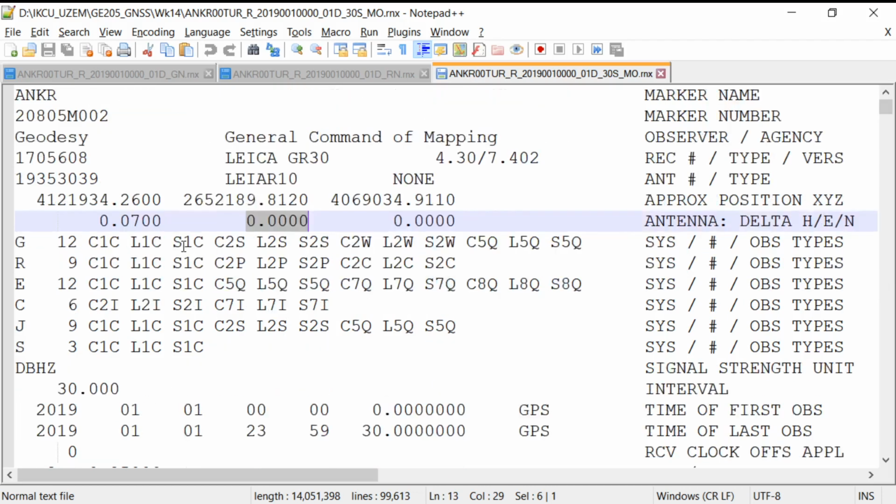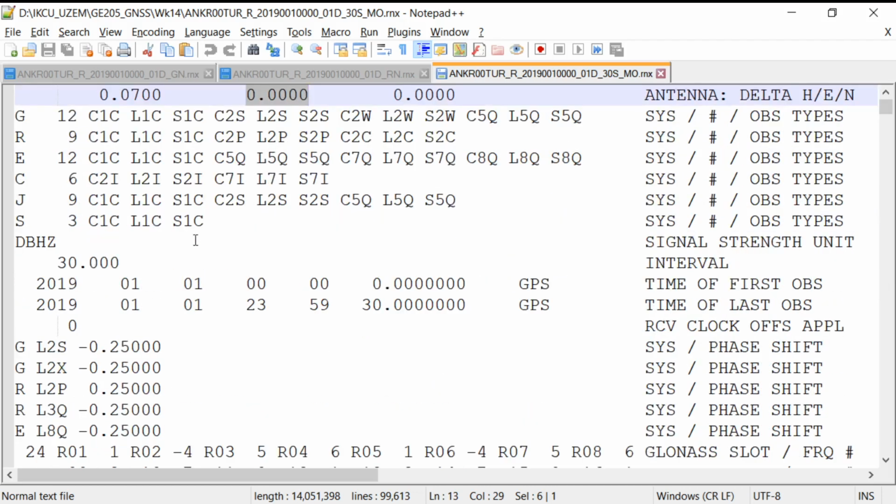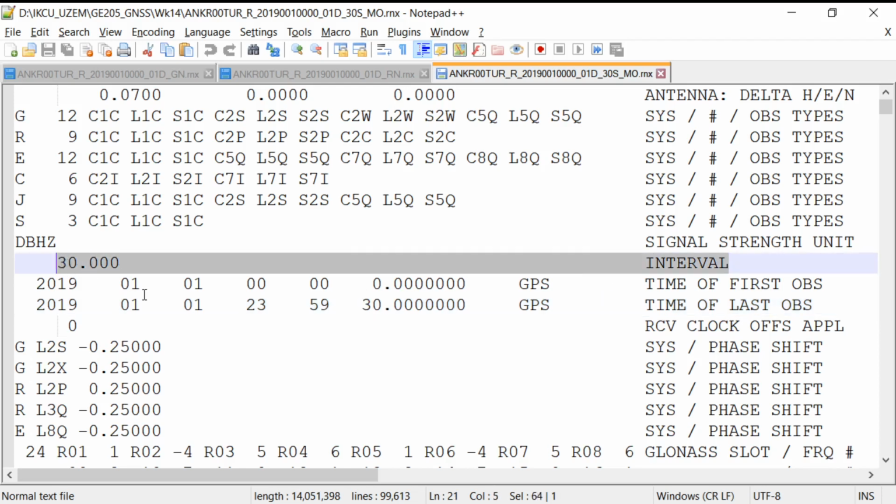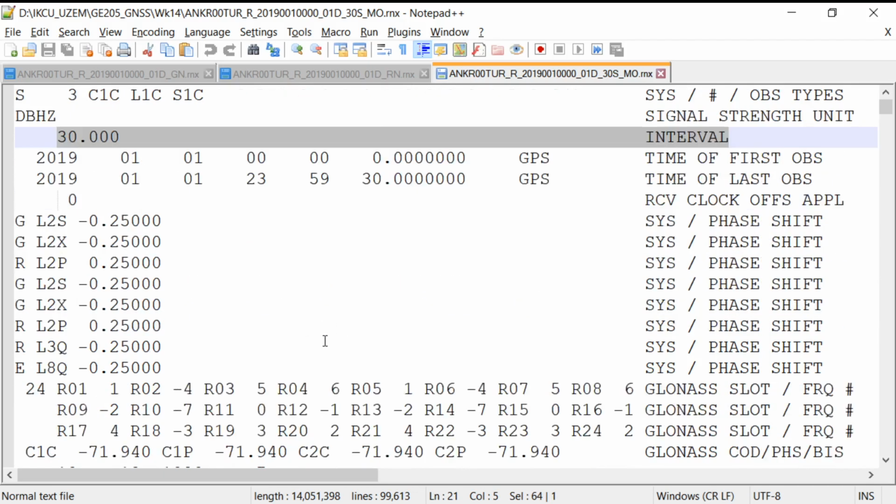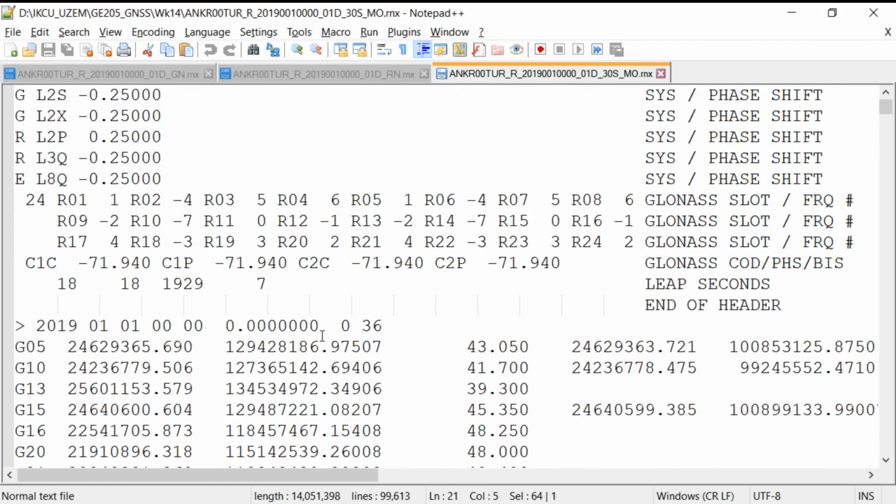And the first observation, as you see here, begins 1st of January at midnight and ends at the next day midnight, so nearly next day midnight. So the observation interval, as you see, is 30 seconds, every 30 seconds. So the measurements will be recorded. Now, there is some other information, but we can skip it for the time being.